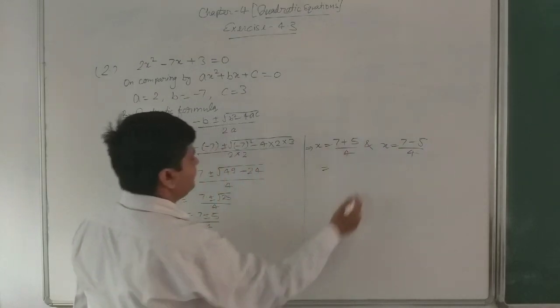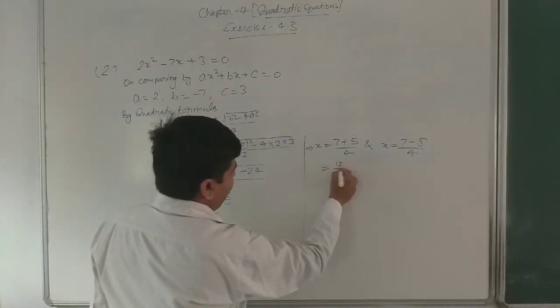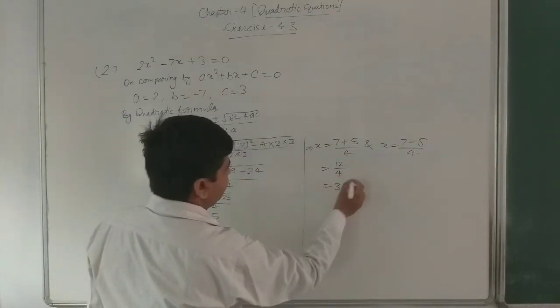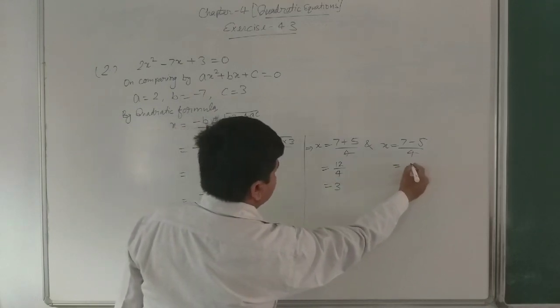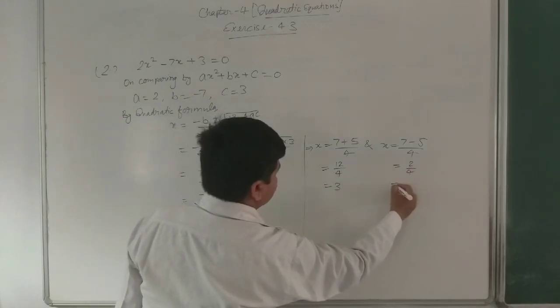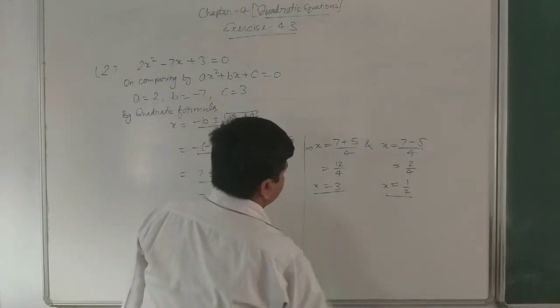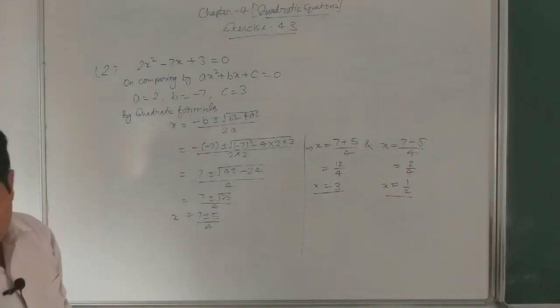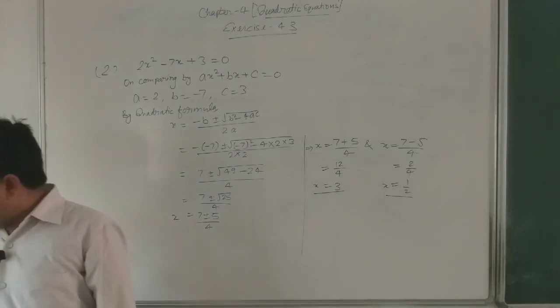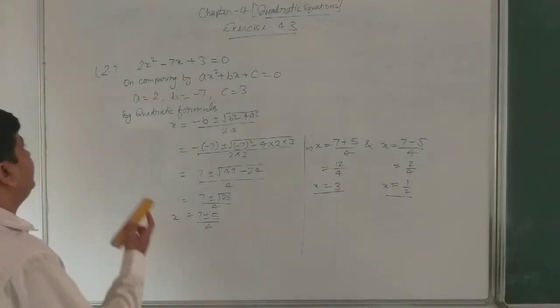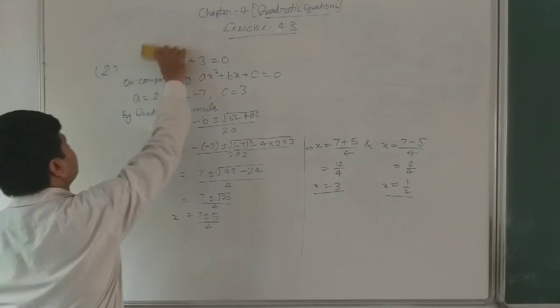On simplifying, 7 plus 5 is 12, so 12 upon 4, that is 3. The other equals 7 minus 5 is 2 upon 4, 2 into 2 is 4, so it is 1 upon 2. So there are two values of x, 3 and half. That is your answer. Remaining parts do yourself. Now I am starting the third part.